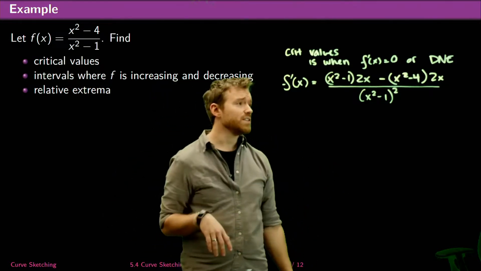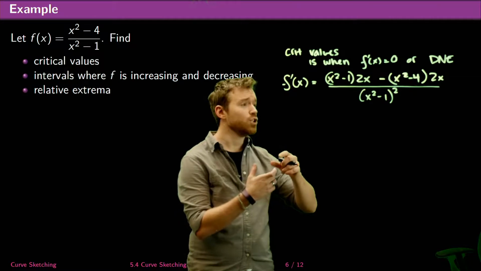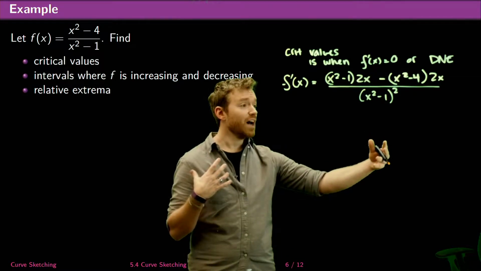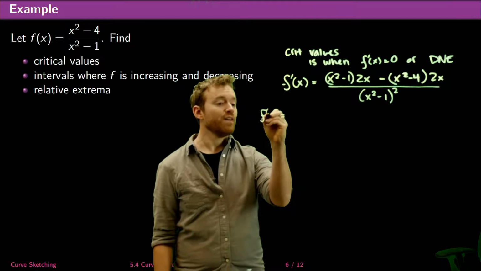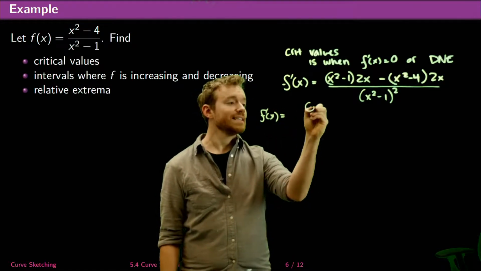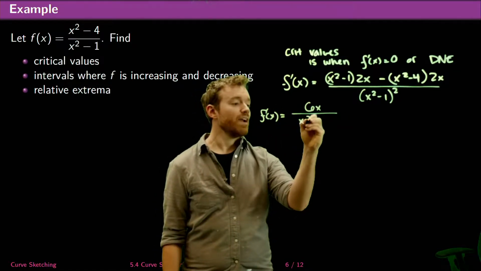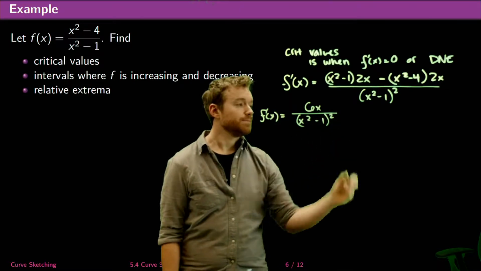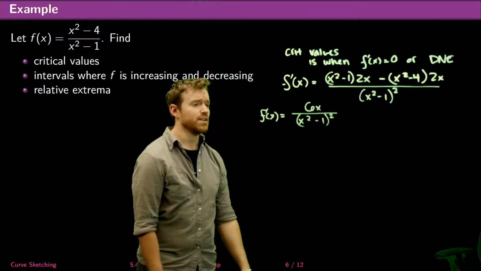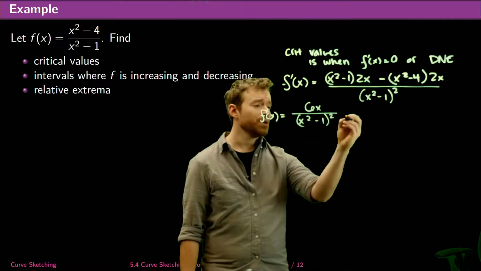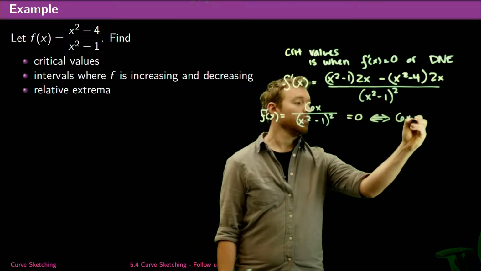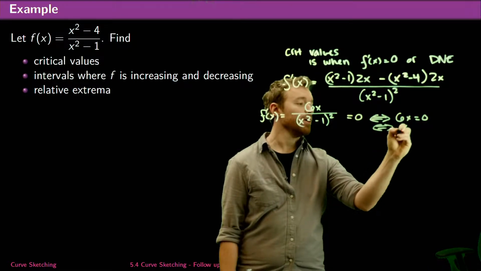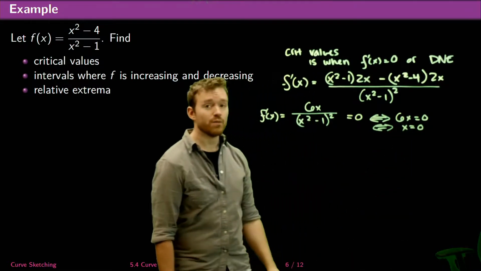So I want to know where this thing's equal to 0. To do that, I need to expand the numerator, factor things. If you do that, you'll find out that f prime of x is equal to 6x over x squared minus 1 squared. So where are the zeros of this thing? This is equal to 0 if and only if its numerator is equal to 0. And so that means that x has to be 0. So that's the only place where the derivative is 0.